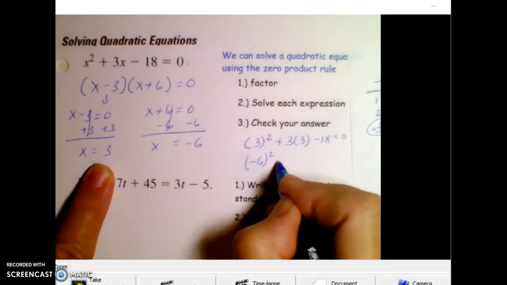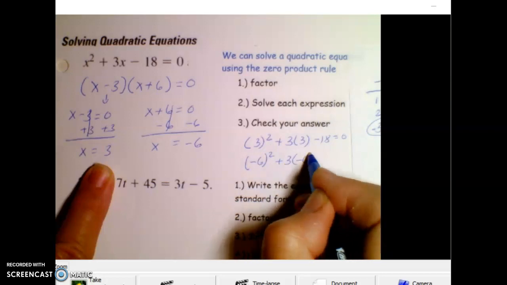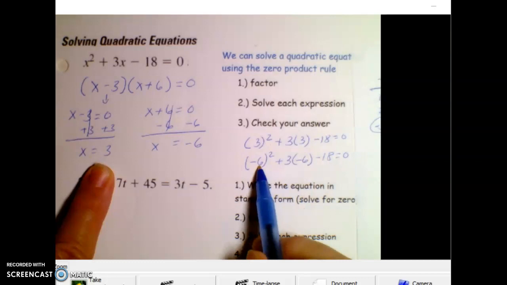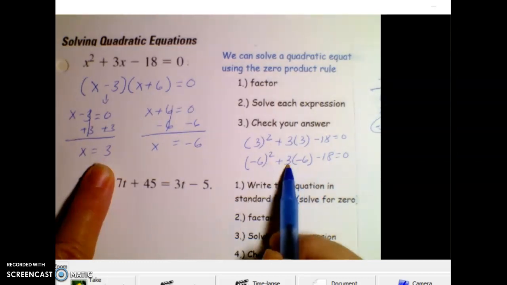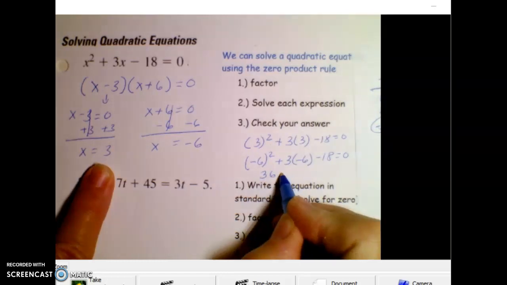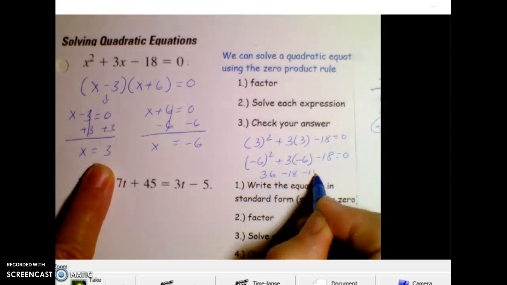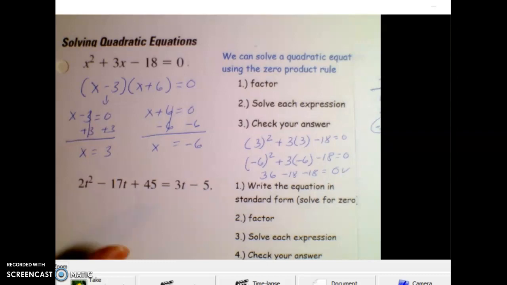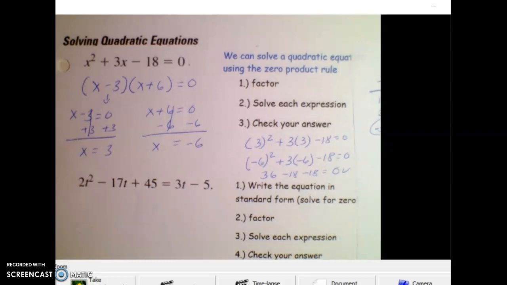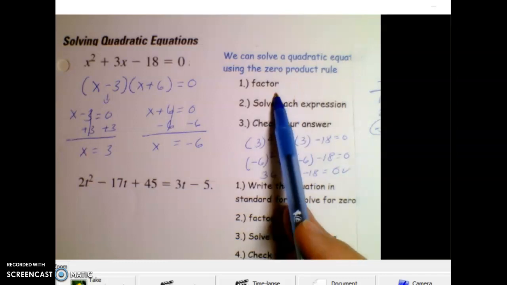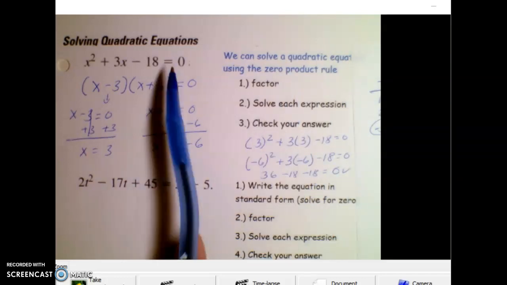-6 squared plus 3 times -6 minus 18 equals 0. This is -6 squared is 36. This is 3 times -6, which is -18, minus 18 equals 0. And that's true. Okay, so we just found our solution by using the zero product rule and factoring. And we found a solution to this equation.